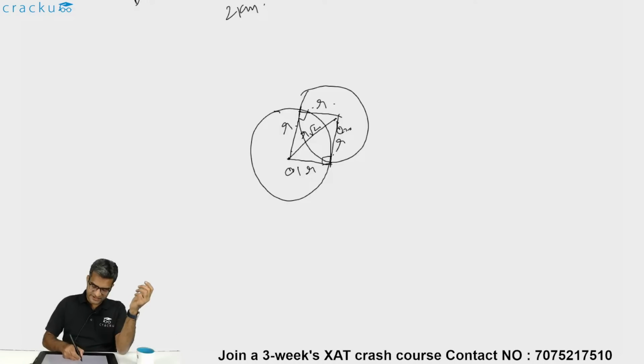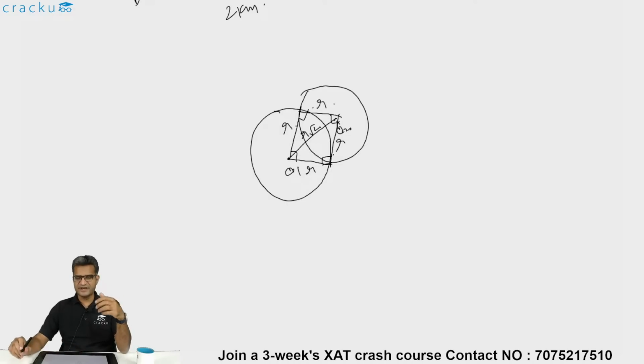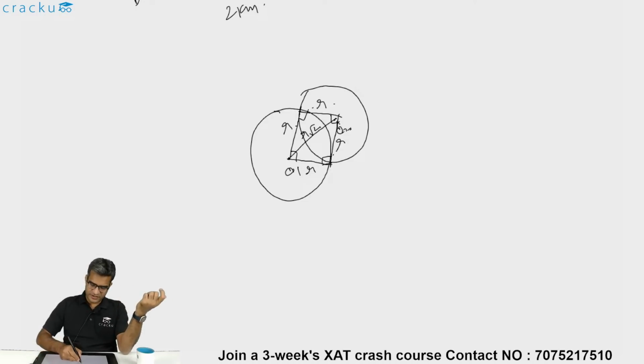This also is 90 degrees. This also is 90 degrees. This also is 90 degrees because this is a rhombus. All the 4 sides are equal to R. One of the angles is equal to 90 degrees. So you can prove that this is actually a perfect square. So now we are required to calculate the area of overlap.